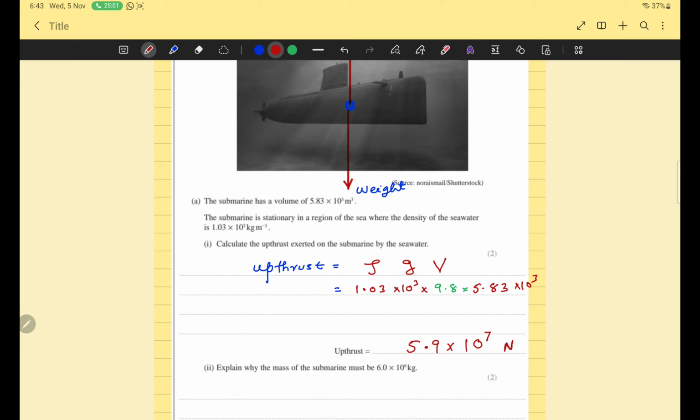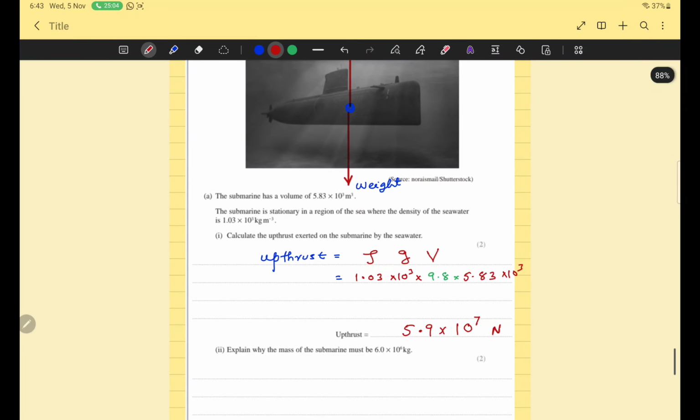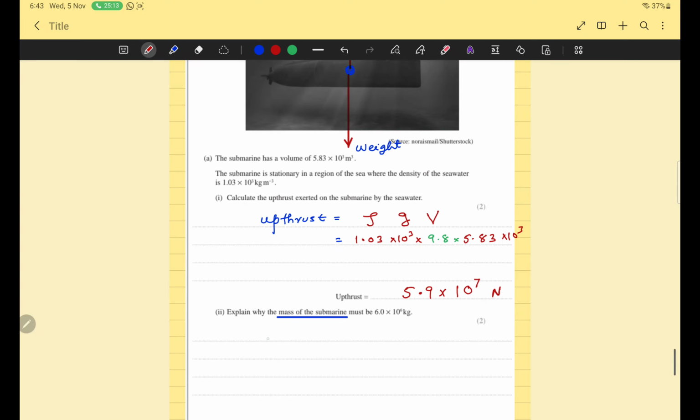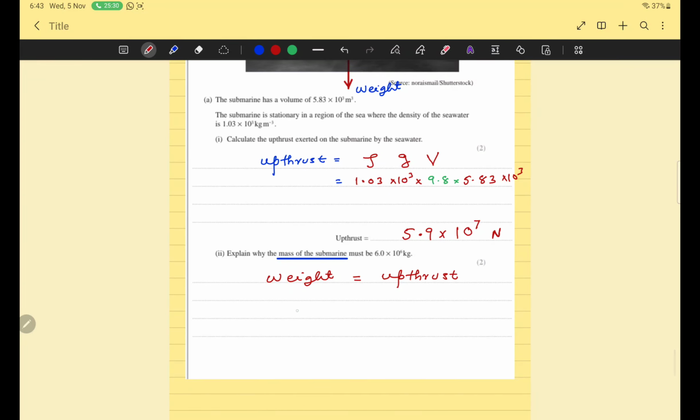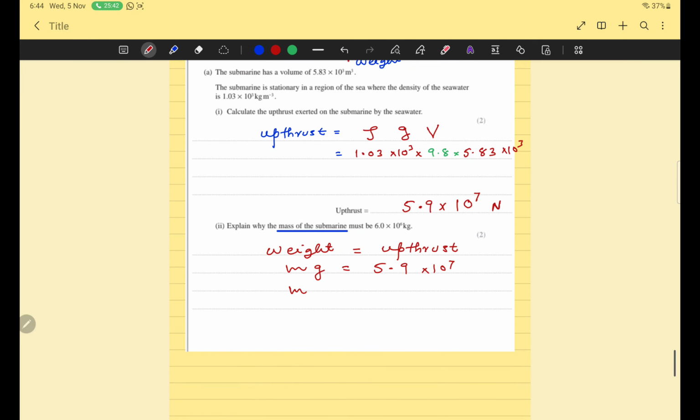And now the question is, calculate the mass of the submarine. Now we are calculating the mass of the submarine. Sir, how can we calculate the mass of the submarine? So as I stated, sir, if the submarine is stationary, then weight and upthrust are equal. No drag is acting. Weight and upthrust are equal. So weight is mg. Upthrust we have calculated, and we have to calculate the mass.